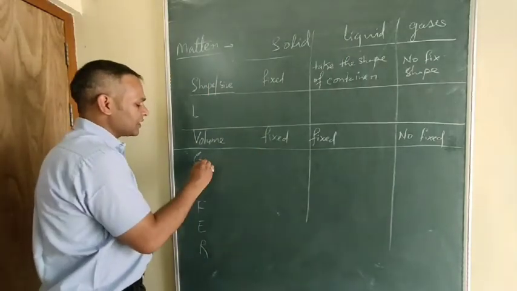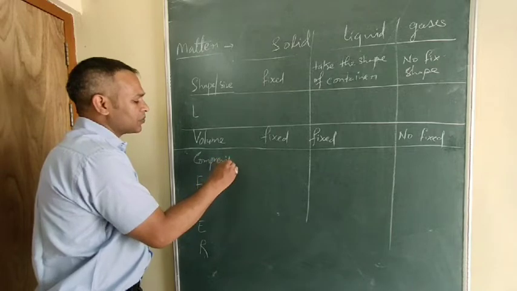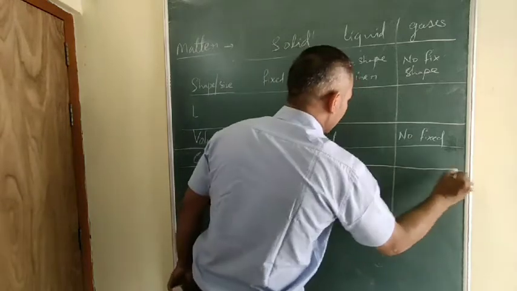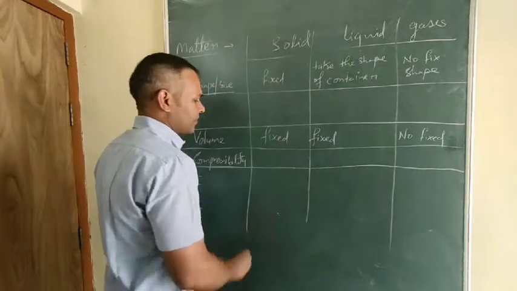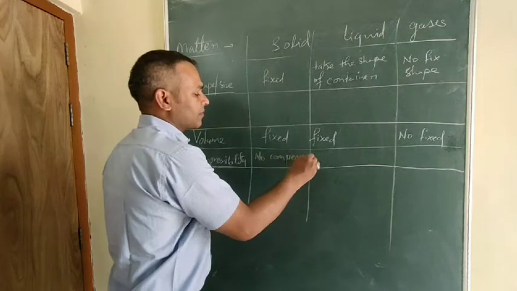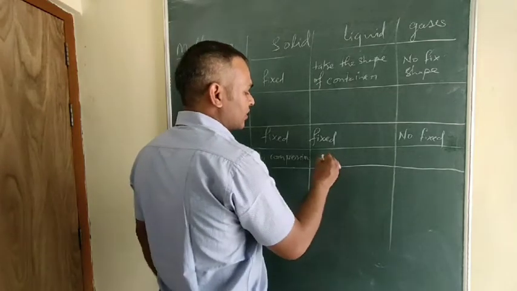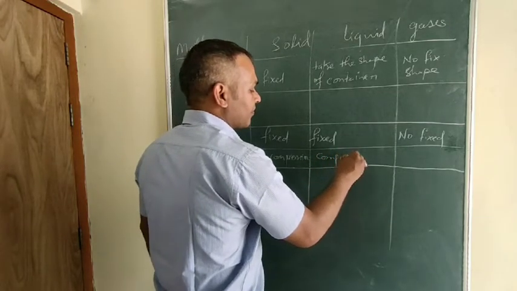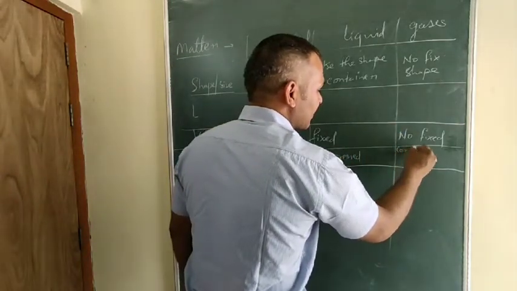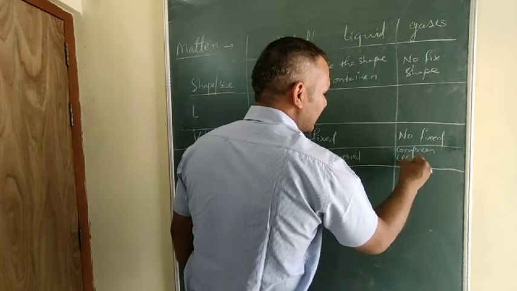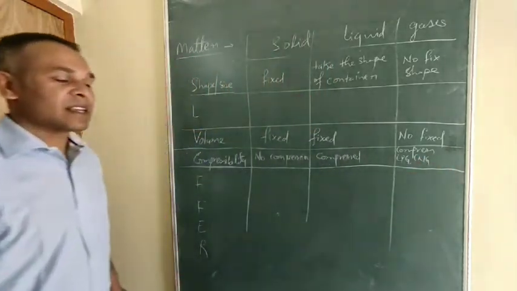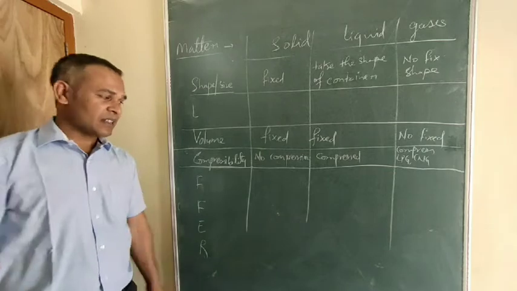नेक्स्ट थिंग कंप्रेसिबिलिटी की बात कर लेते हैं. Compressibility. Solid cannot be compressed. No compression. Liquid also not compressed. But gases can be compressed. You might have seen LPG, liquefied petroleum gas, CNG, compressed natural gas. गैस को हम कंप्रेस करके क्या कर सकते हैं, लिक्विफाई कर सकते हैं.